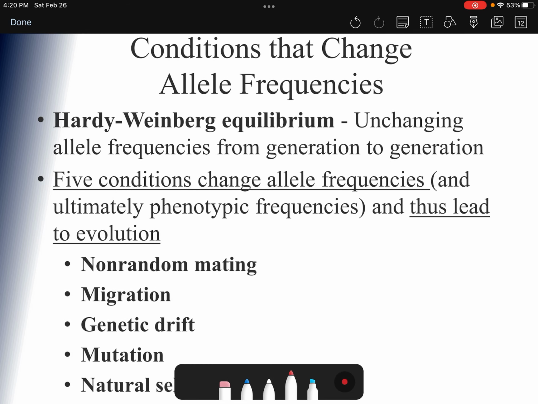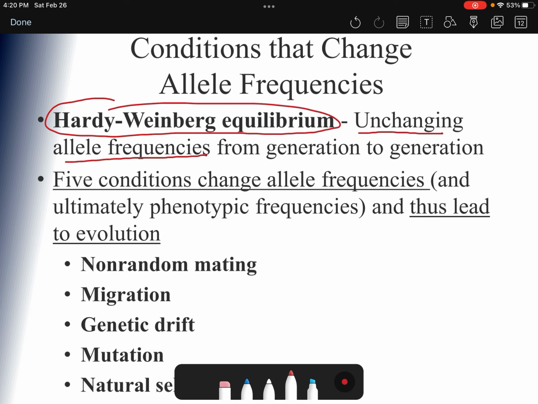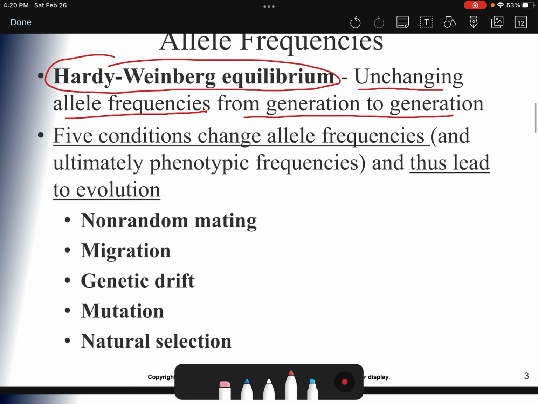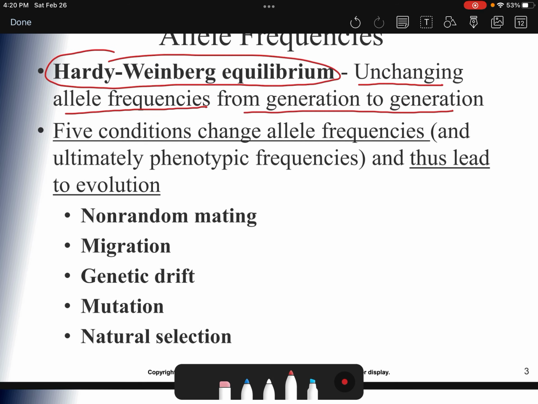As a reminder, Hardy-Weinberg equilibrium is unchanging allele frequencies from generation to generation. And there are 5 conditions that can change allele frequencies: non-random mating, migration, genetic drift, mutation, and natural selection. And we're going to start out by focusing on these first 2. What happens is that they change the allele frequencies and ultimately the phenotypic frequencies, and that over time can lead to evolution.